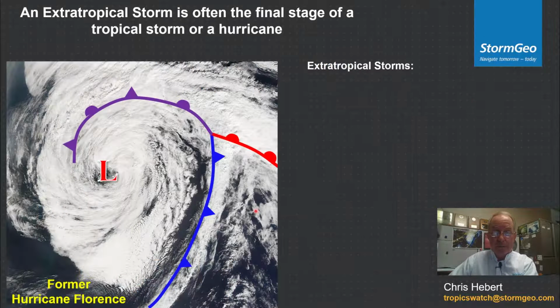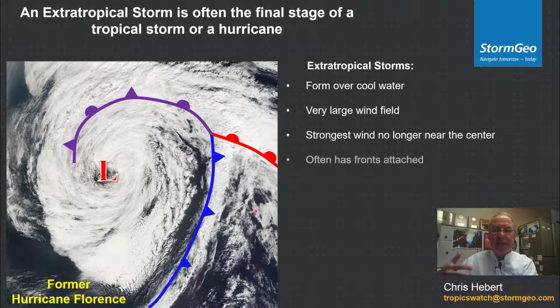Now, as for extratropical storms, we see that frequently from storms that develop out to sea and head off into the cooler waters of the North Atlantic. A storm will become tropical in the deep tropics, but as it moves over cooler water, the squalls tend to dissipate around the center, the wind field expands significantly under wind shear, and it may be attached to frontal boundaries, as is the case with this former Hurricane Florence example.